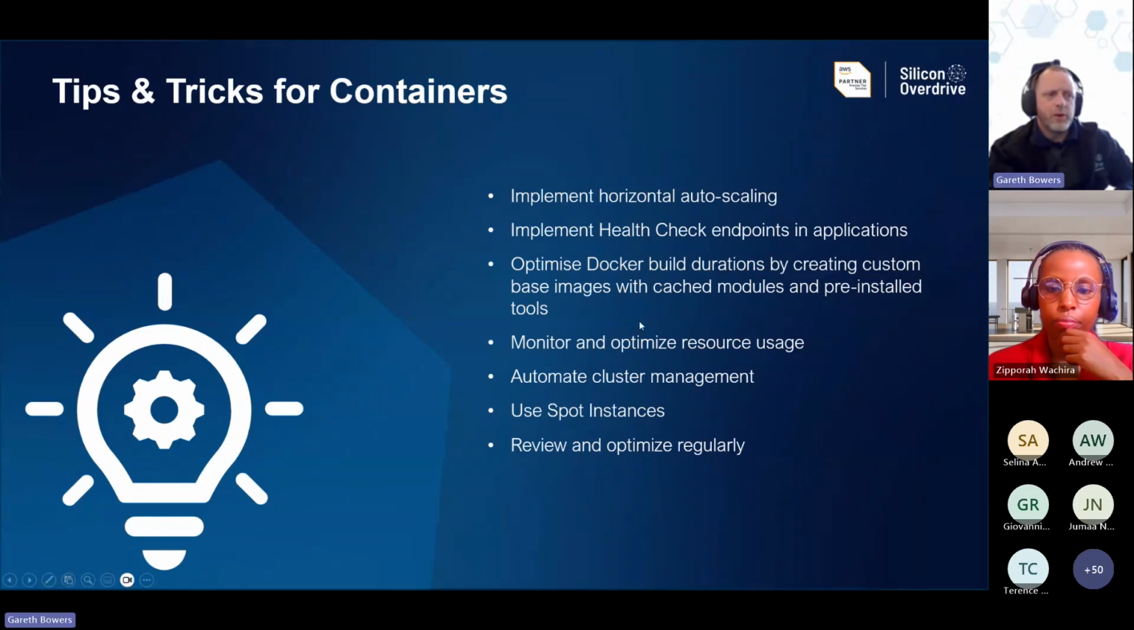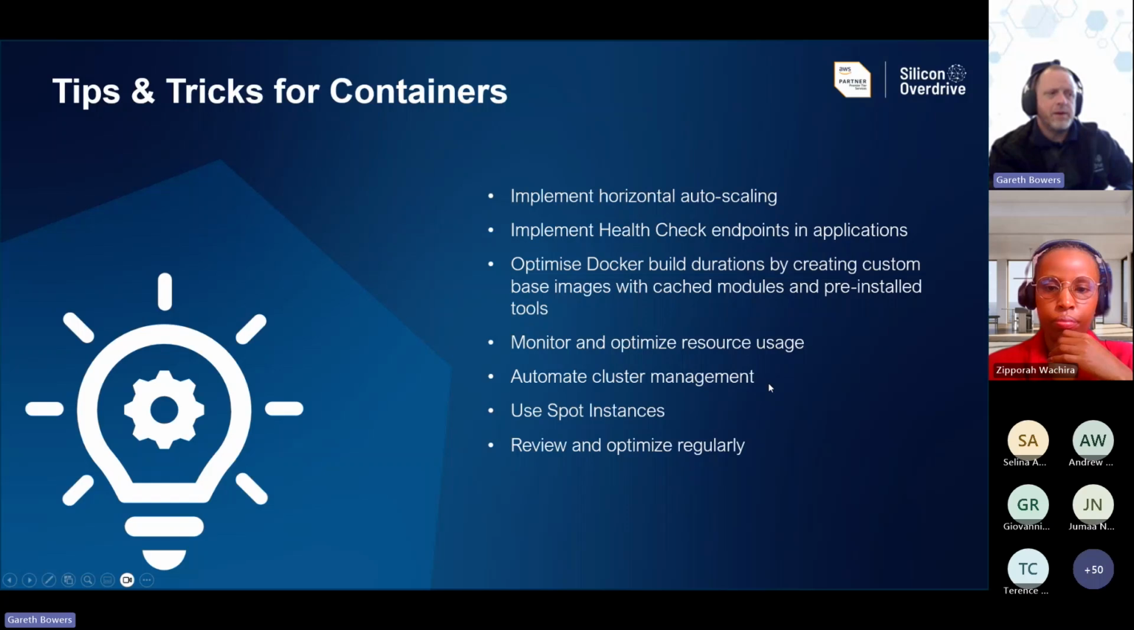As always, monitor and optimize your resource usage. That's using things like maybe CloudWatch or various other things. But again, if you don't keep an eye on it, you'll never know if you've over-provisioned things or if your stuff is running slow and sluggish and giving users a bad experience.